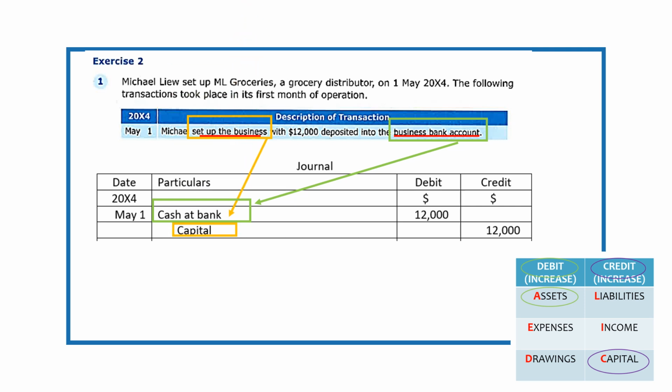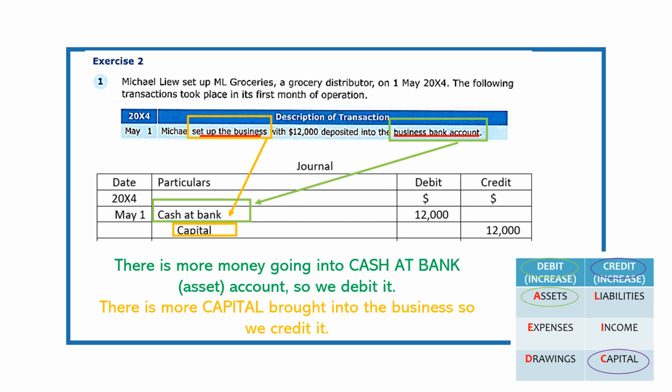That's where you have capital. Michael is bringing money into the business, so that is his capital. Like I mentioned, there is more money going into cash at bank, which is an asset account, so we will debit it. And capital, as you can see from the table here, when it increases, is a credit entry. So we will do a credit of the same amount, which is 12,000.